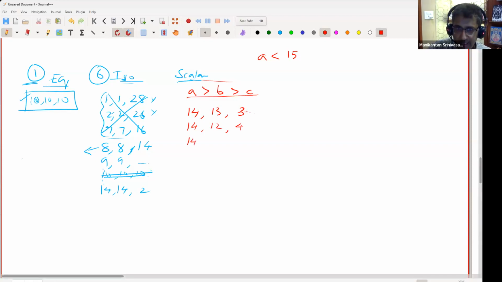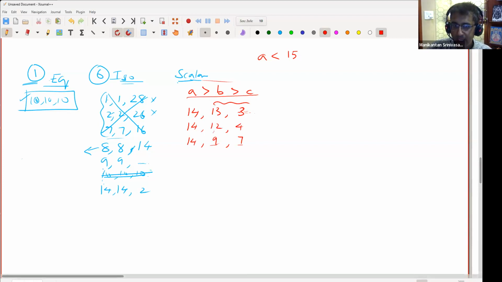Now, this 14 series will end when these two are almost equal, right? So the balance is 8 and 8, but I want this to be bigger than this, right? 9 plus 7. These two, the B and C, should add up to 16. So I can keep going from 13, 3 all the way till 9, 7.